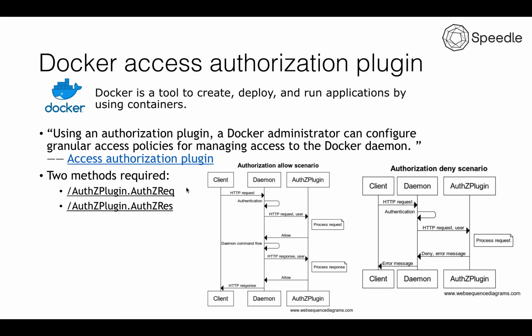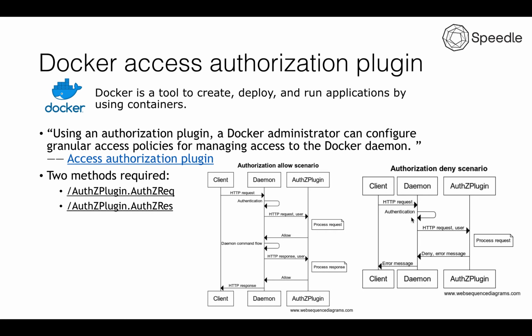Docker is a tool to create, deploy, and run applications by using containers. Its out-of-the-box authorization model is all or nothing, so a Docker administrator has to use an authorization plugin to configure granular access policies for managing access to Docker daemon. In addition to some standard methods, an authorization plugin is required to implement these two methods. The first method is called before the daemon processes the client request, and the second one is called before the response is returned from Docker daemon to the client.